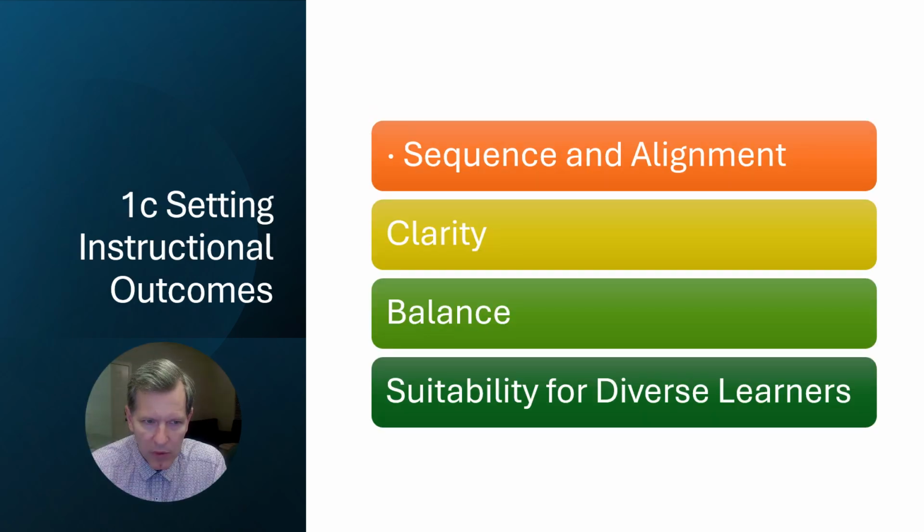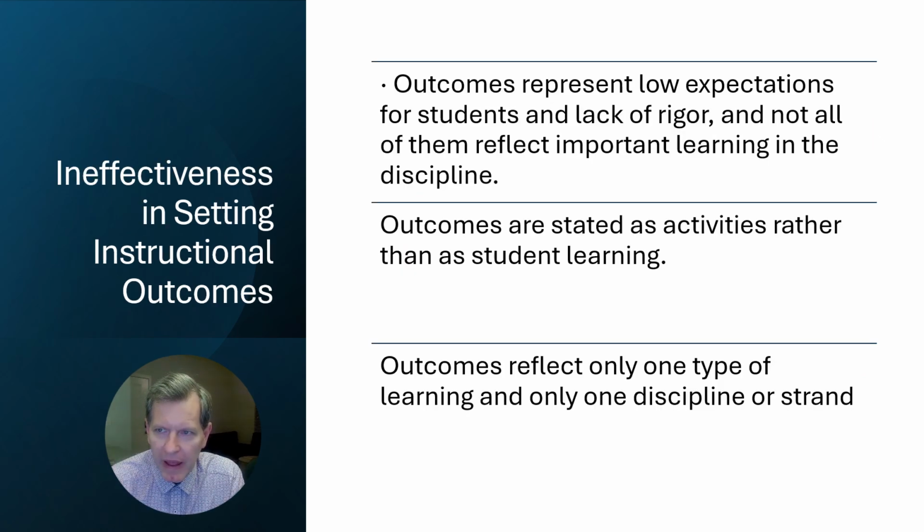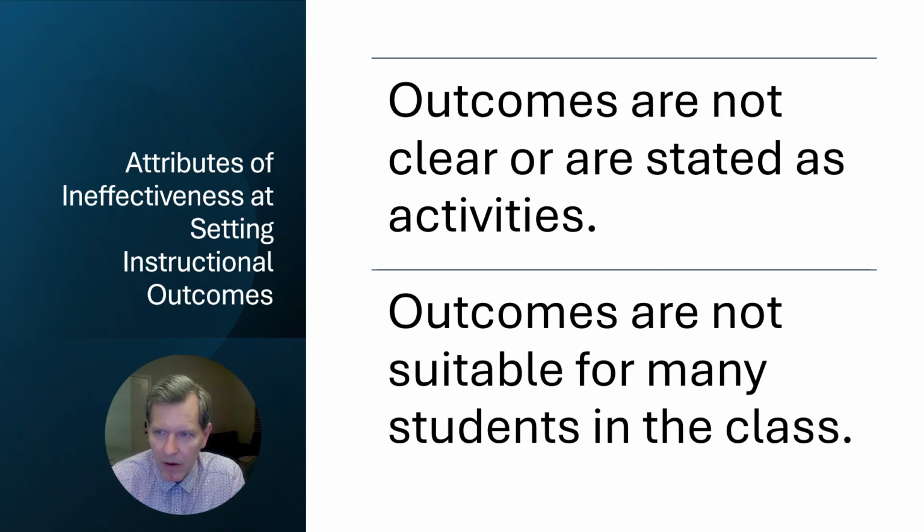1C in the Danielson framework deals with instructional outcomes. Ineffective teachers in this area may have low expectations for the students. They may have outcomes that are not aligned with activities. They may confuse how to state an outcome with how to state an activity. And the outcomes may reflect only one type of learning rather than the diverse ways in which students can learn. For ineffective teachers, the outcomes tend to be not well stated or very unclear, and they may not be suitable for many of the students in their classes.